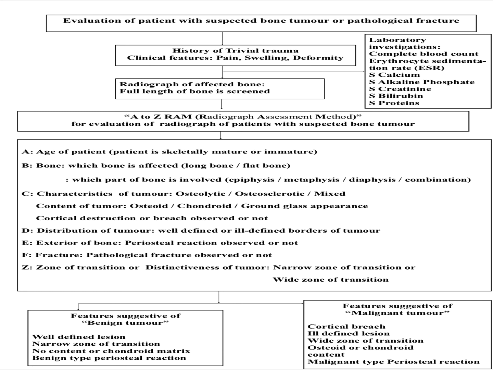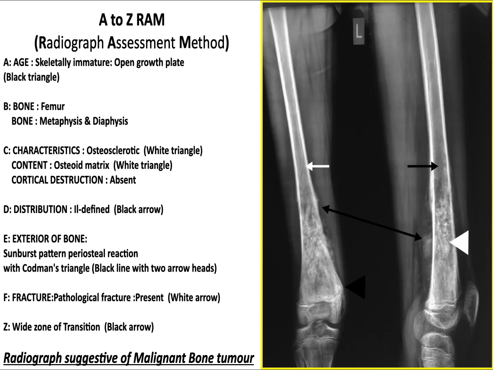One is benign tumor. So the lesion in a benign tumor is well defined with a narrow zone of transition, with no content or chondroid matrix, and a benign type of periosteal reaction. As compared to a malignant tumor, it is having a cortical breach which is ill-defined, a wide zone of transition with osteoid or chondroid content, and a malignant type of periosteal reaction. So any X-ray can be classified into these two types, and all these features suggest whether it's a benign or malignant tumor. So going to examples, this is a case of a skeletally immature individual.